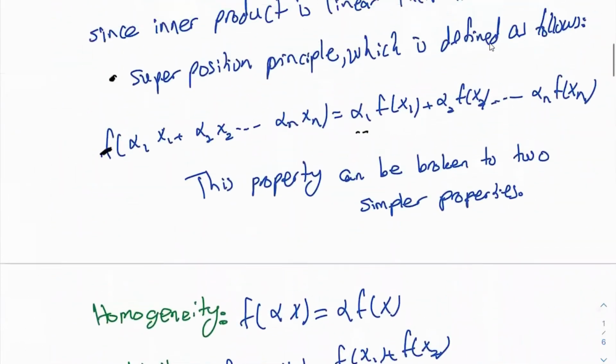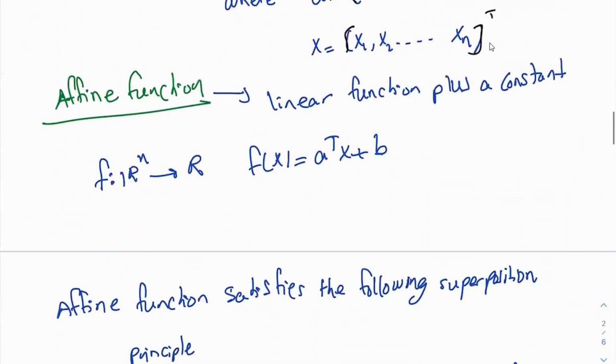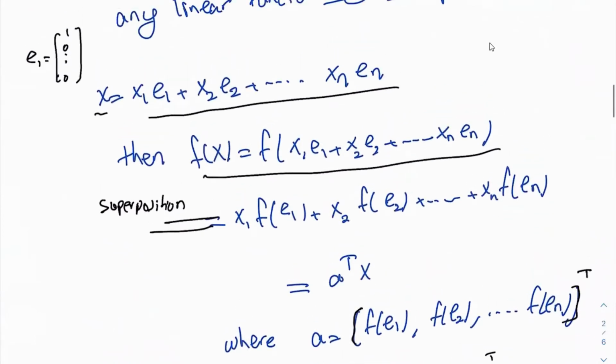So we proved that a scalar or dot product is a linear function. And any linear function, it's very important, any linear function can be written as a dot product. Therefore, from now on, you can also have another definition for a linear function. You can say a linear function is a function that satisfies the superposition principle. I will write down here: linear function satisfies the superposition.